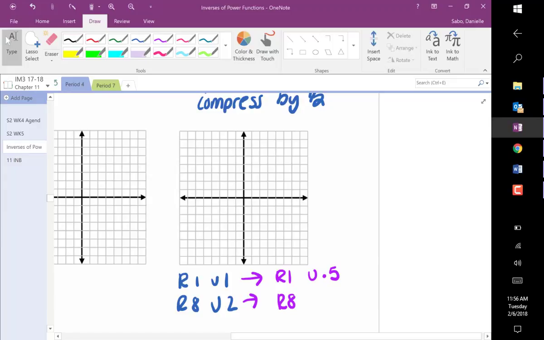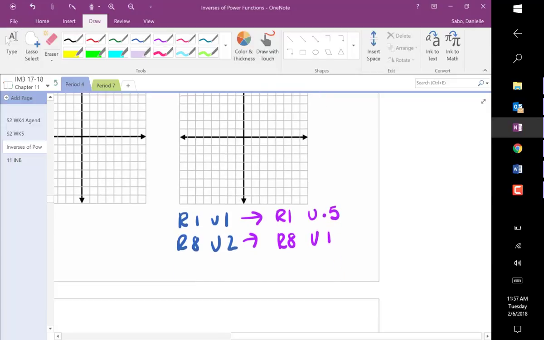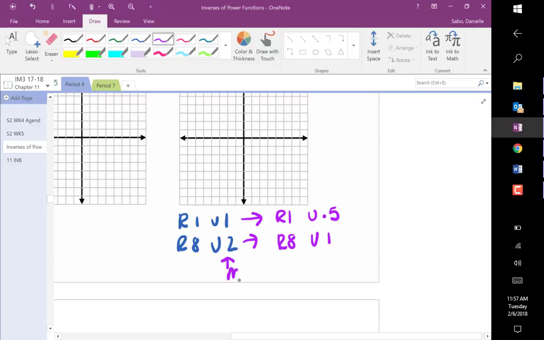Instead of going up 2, what's 2 times 1/2? Careful. 1. Very good. Up 1. And I'm going to write this here. I multiplied by 1/2. 2 times 1/2 is really 2 divided by 2, which is 1. Again, please verify with your calculator. Make sure you're doing it right. Don't just draw random stuff.